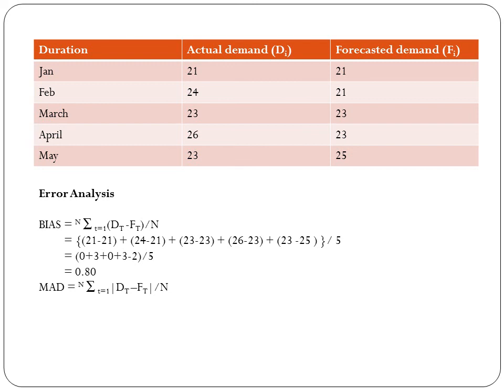Error analysis, and MAD, mean absolute deviation, same as bias, but I have told you that there is a minus 2 for the month of May. 23 minus 25 from the table, you see, there is minus 2. In bias I have taken minus 2, but in mean absolute deviation it is plus 2. Divided by 5 is equal to 1.60.